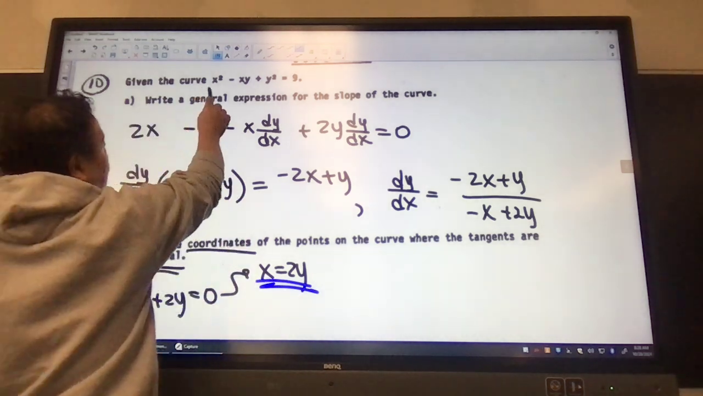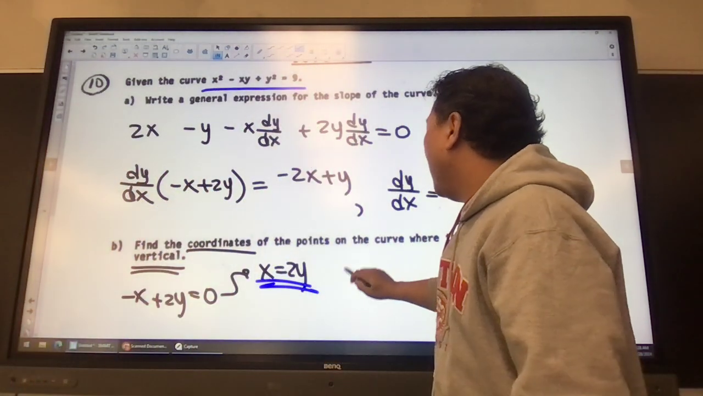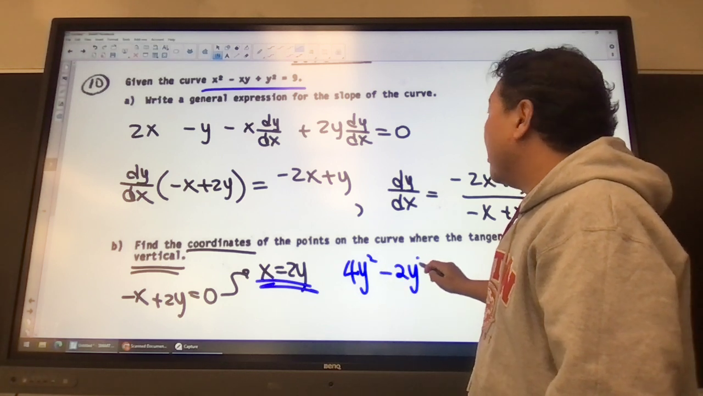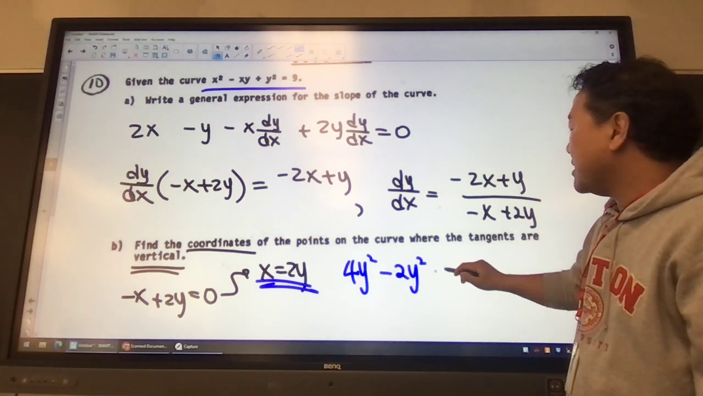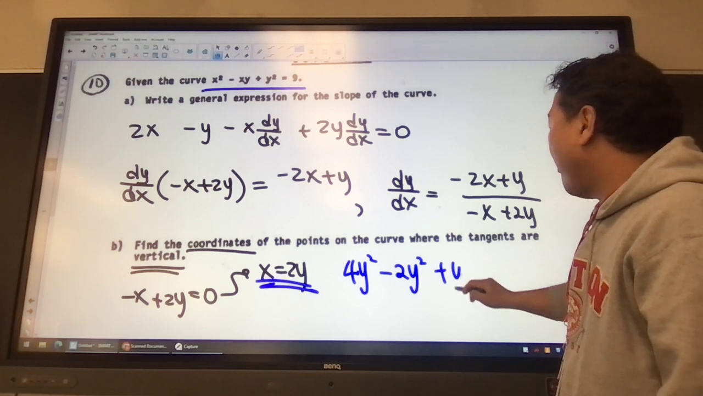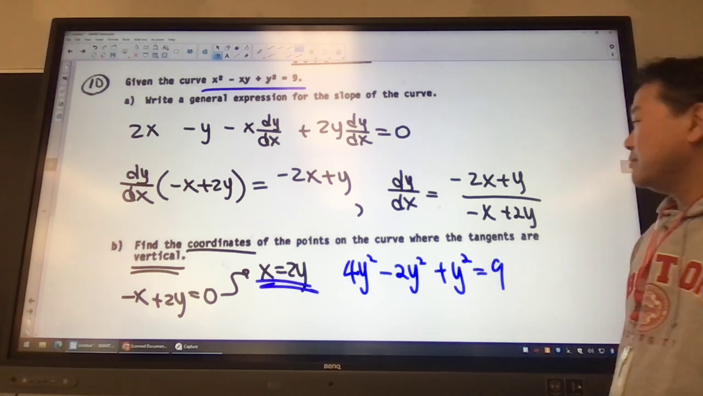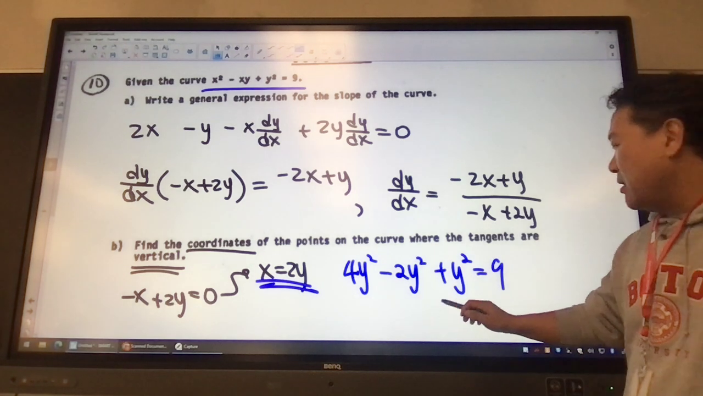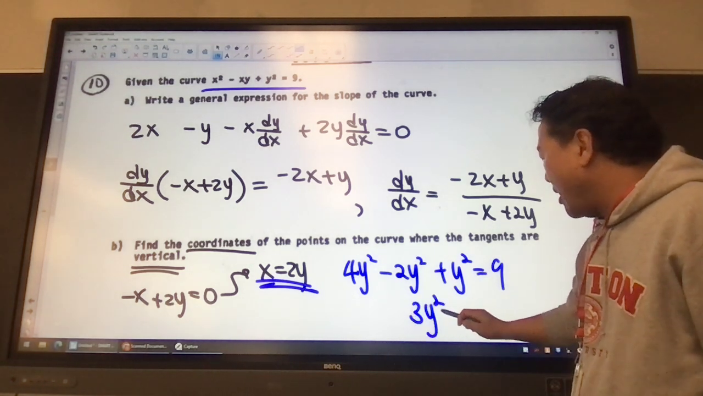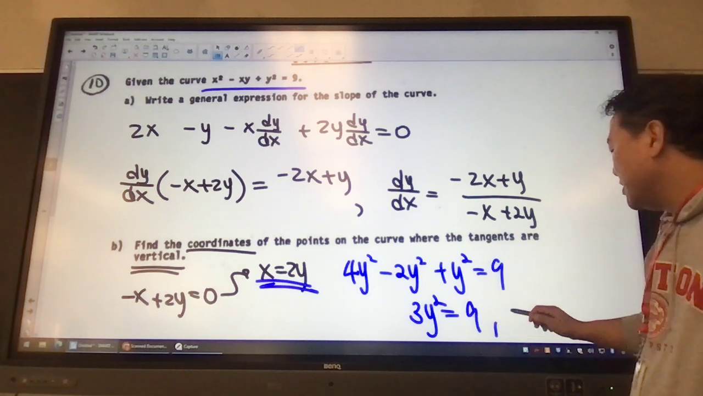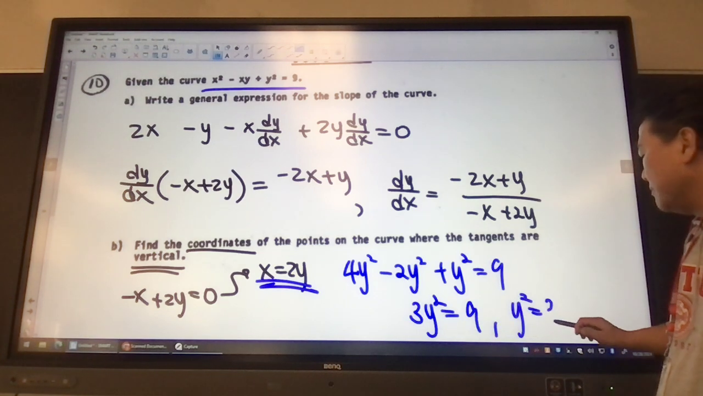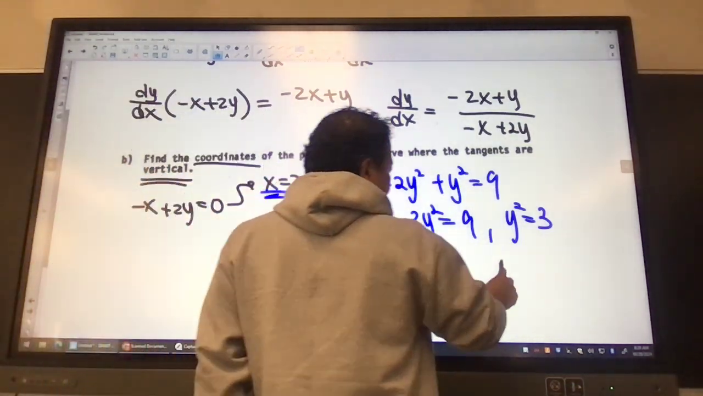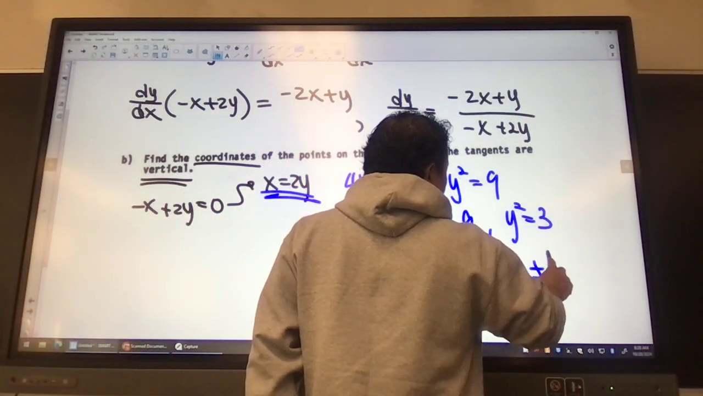I'm going to combine this one and this one put together. So we get 4y squared for the first one, minus 2y squared, would you agree? And then plus, what is that? y squared is equal to 9. You guys with me so far? Right? Then here, what do we end up getting, guys? We get 3y squared is equal to 9, which gives us y squared is equal to 3. And I was able to calculate y is equal to plus or minus root 3 here.